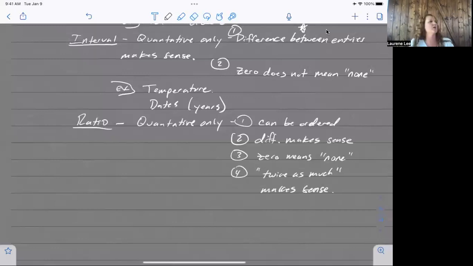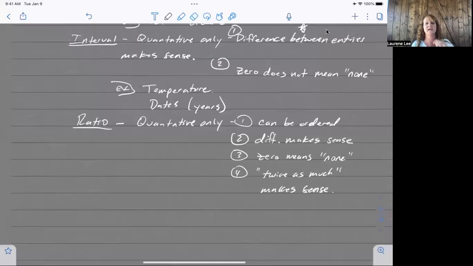All right, so let's look at this. Weight. If I weigh 100 pounds and you weigh 200 pounds, you do weigh twice as much as me. That makes sense. That's what that last sentence means, twice as much. So if you take 2 times, that is actually twice as heavy, okay?